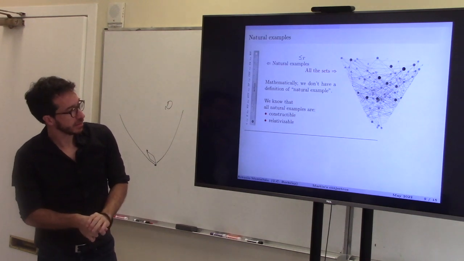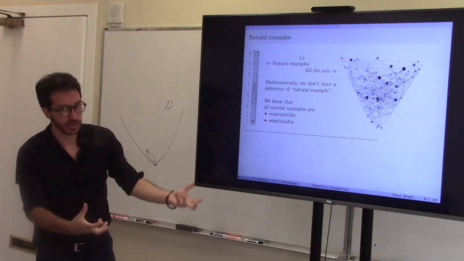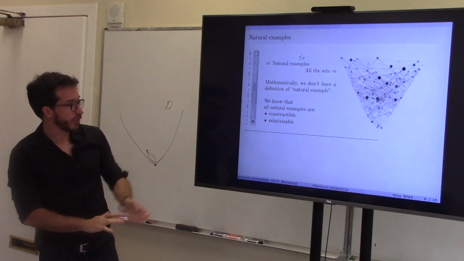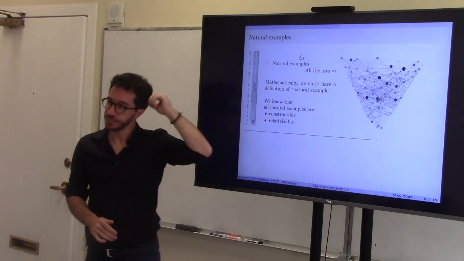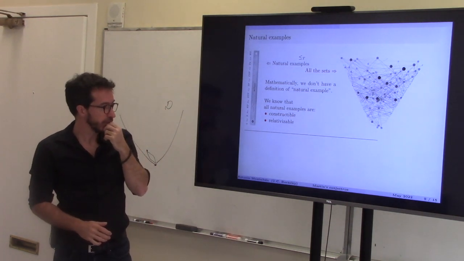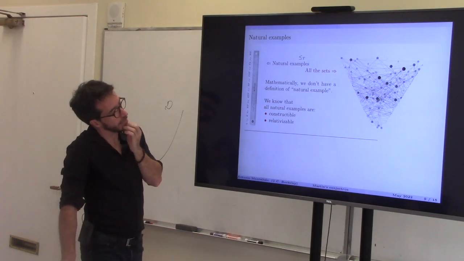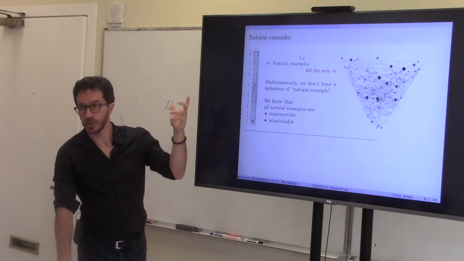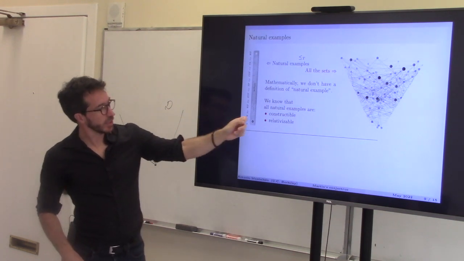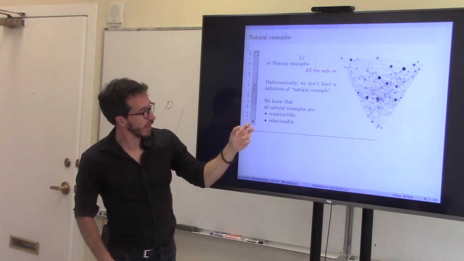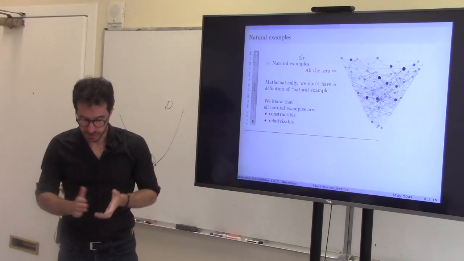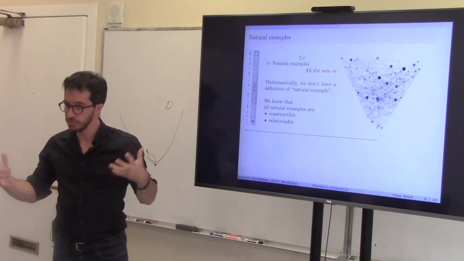And as logicians, we like to understand what's going on underneath. But the first problem is that we don't know what natural means. The one thing we know is that there are two properties, and I'm going to try to explain a little bit what they are, though they might be a bit technical. The natural examples are constructible, and they are something called relativizable. Constructible in the sense that we don't use the axiom of choice to get them.